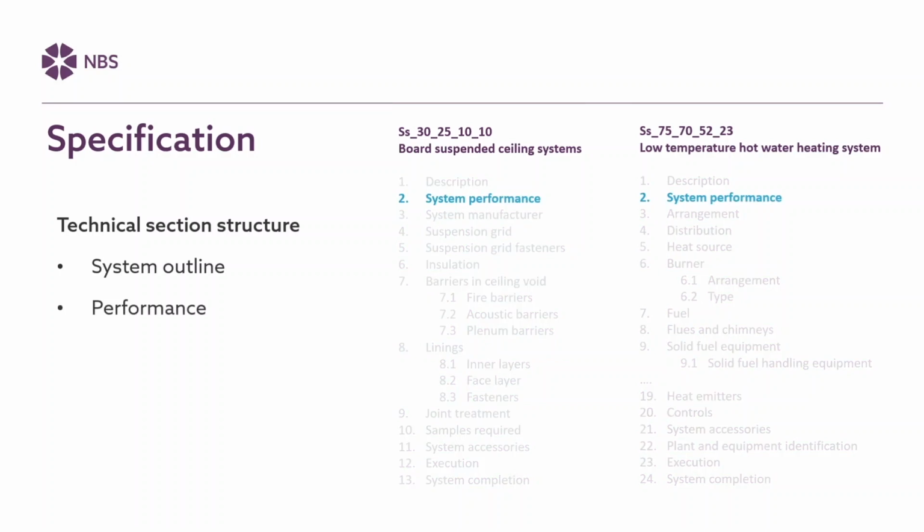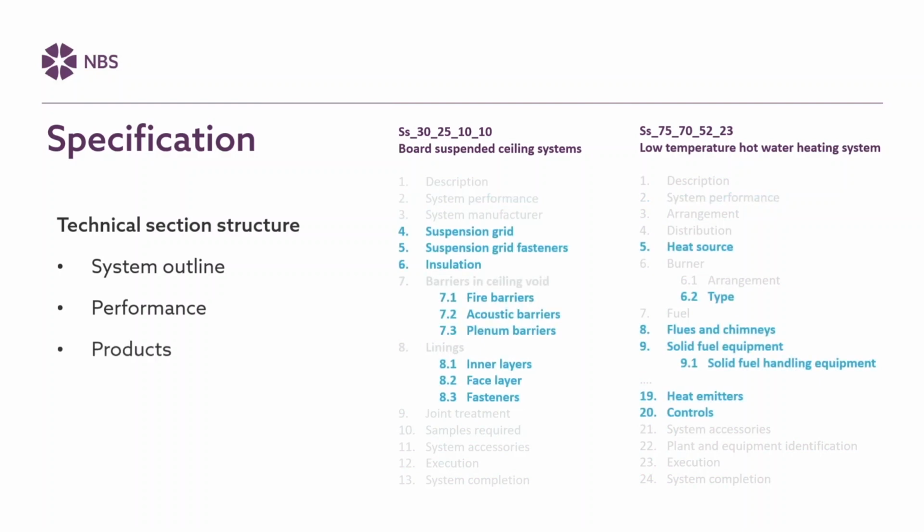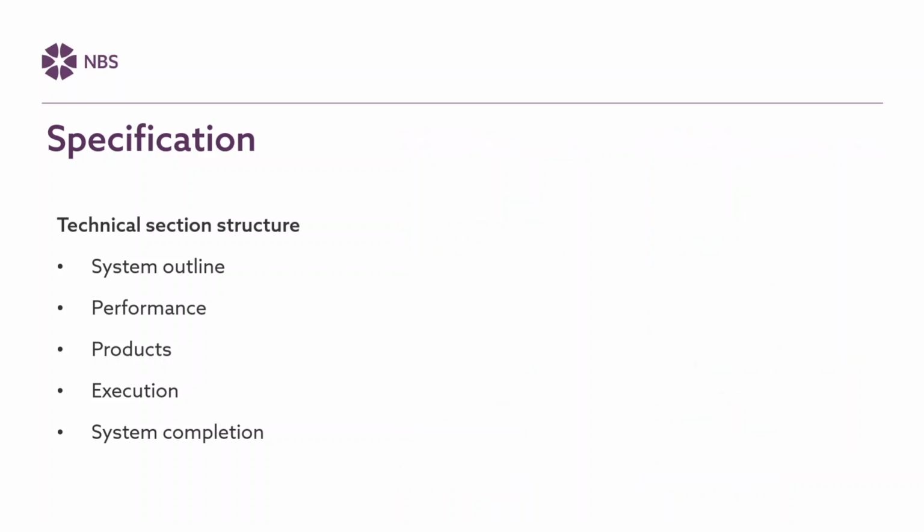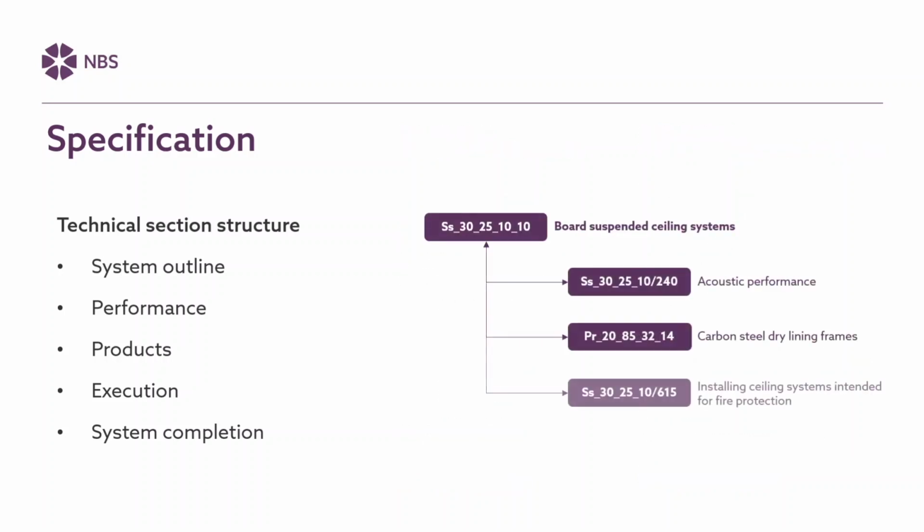System performance clauses record the performance requirements of each system, for example, fire, acoustic, thermal, or durability. Product clauses detail the products, components, and accessories that make up the system when put together. Execution clauses detail the execution and workmanship relating to the construction and installation of systems and their products, along with testing and checking. And system completion clauses detail the final requirements needed to complete the work, for example, verification or cleaning. All of these additional clauses or requirements are structured to Uniclass 2015.